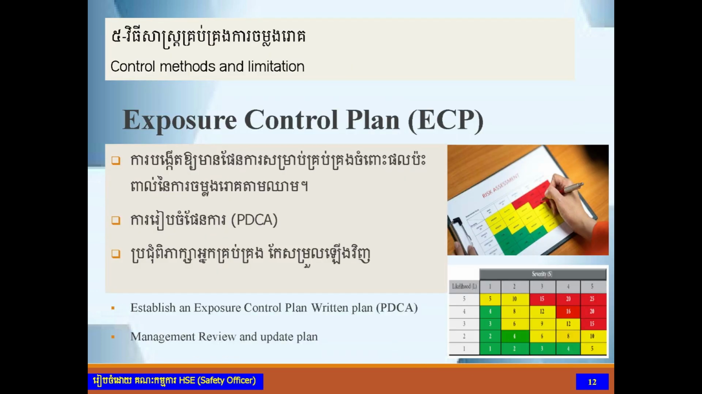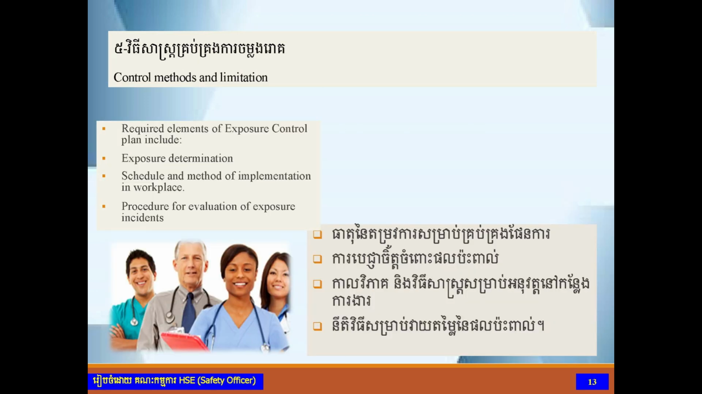12. Control methods and limitations. Establish an exposure control plan, written plan, PDCA. Management review and update of the plan. 13. Required elements of the exposure control plan include exposure determination, schedule and method of implementation in the workplace, procedure for evaluation of exposure incidents.